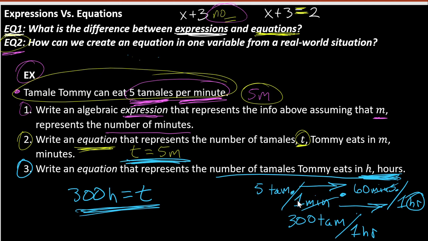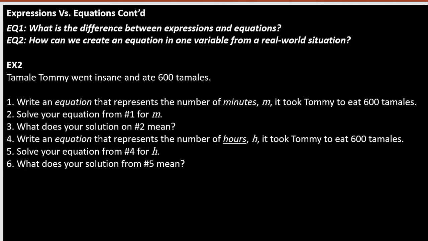So we have the same equation except in different units. One is in minutes, and this one here is in hours. Both really doing the same thing, right? But one is in one kind of units, the other in the other. Now we're being asked to use what we've got. So our equation in minutes is t equals 5m, or t equals 300 times r, right? So he eats 300 tamales every hour.